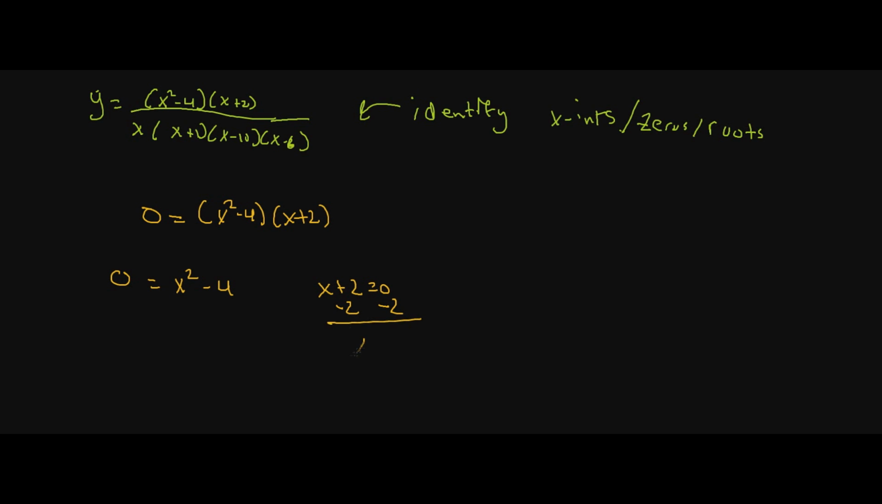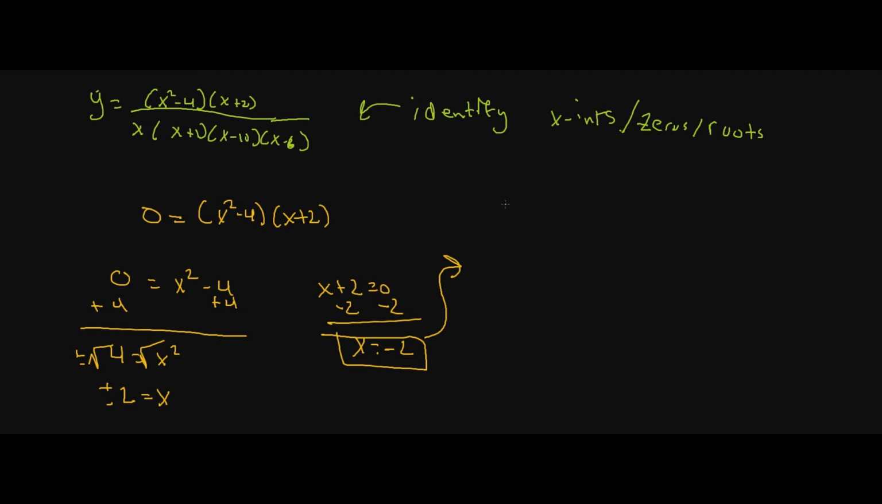So we subtract 2 from both sides. x is equal to -2. Over here, I'm going to have to add 4 to both sides. And I'm going to get 4 is equal to x squared. Then I just take the square root. And we're going to get x is equal to, don't forget the plus or minus, all right, plus or minus 2. So you'll be able to tell that our x-intercepts are x equals 2, x equals -2 from over here, from the x plus 2, and x equals -2.